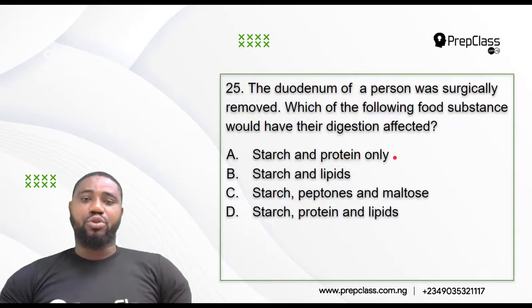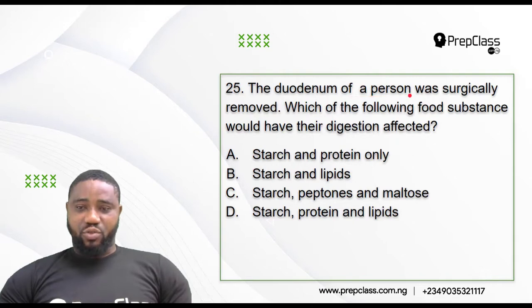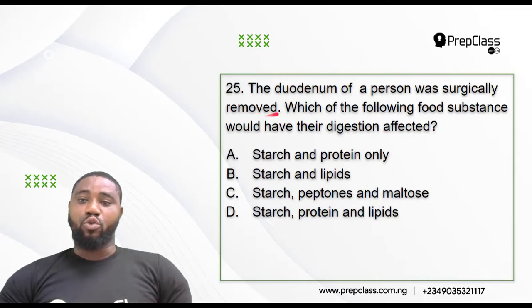Transpiration pull. 25. The duodenum of a person was surgically removed. Which of the following food substances would have their digestion affected? So which of the following food substances will have their digestion affected if the duodenum of a person was surgically removed? Is it the starch and protein only? Is it the starch and lipids only? Is it starch, peptones and maltose? Is it starch, protein and lipids?